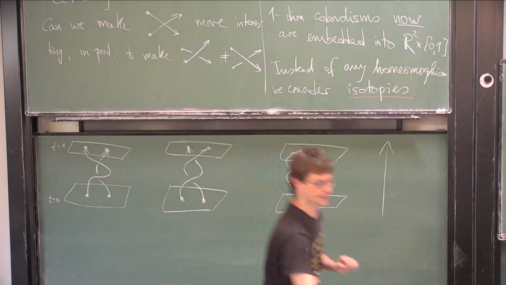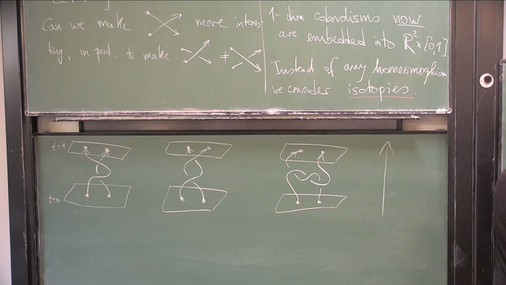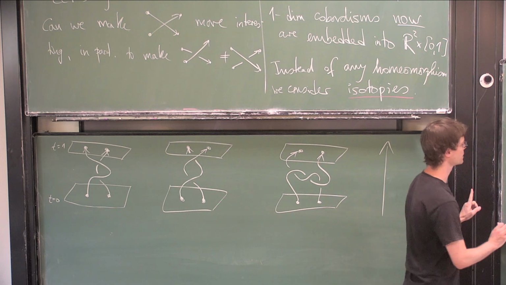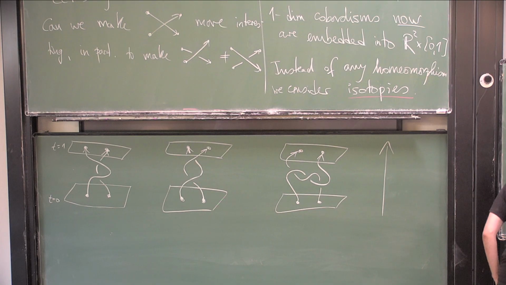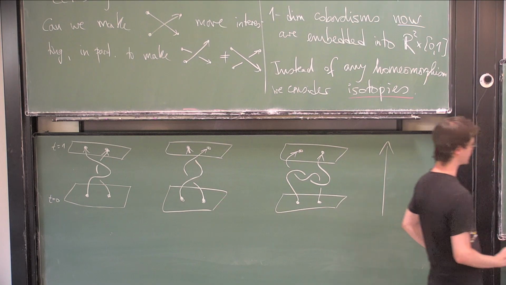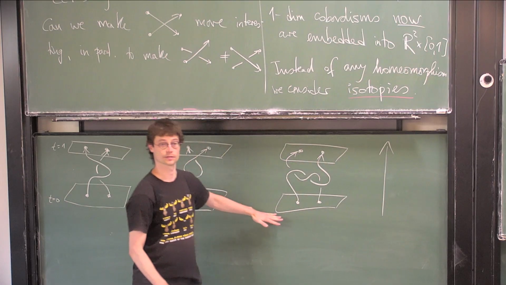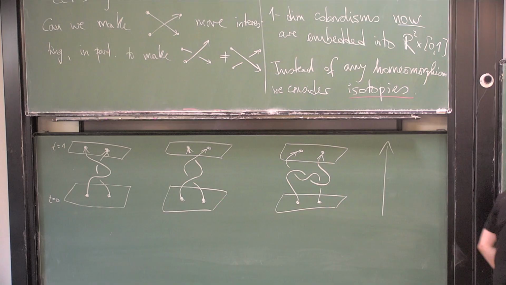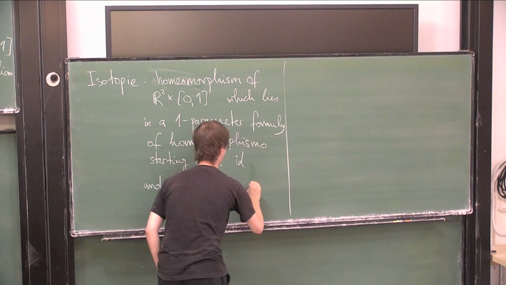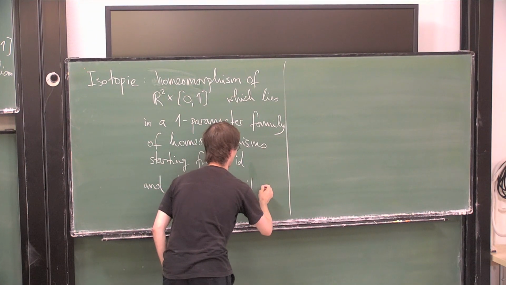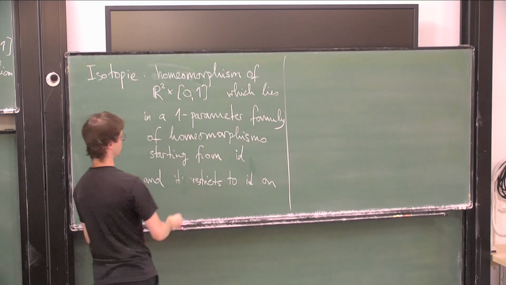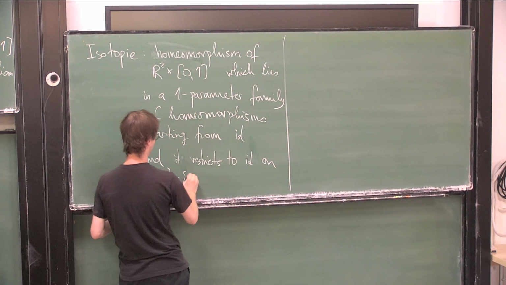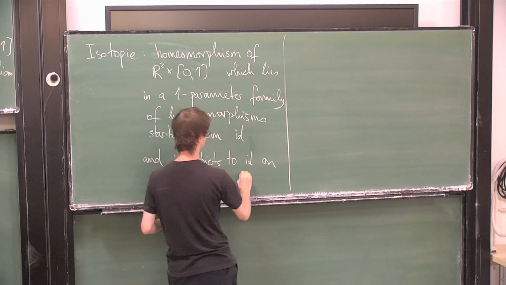Maybe I should say still something. It should start from the identity, and one more thing, it should restrict to the identity on the top and on the bottom. You cannot move these things around. And it restricts to the identity on R2 times 0 and R2 times 1.